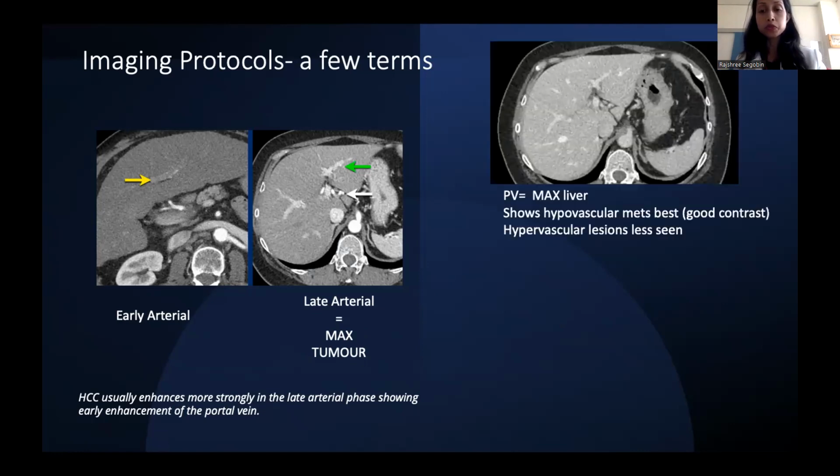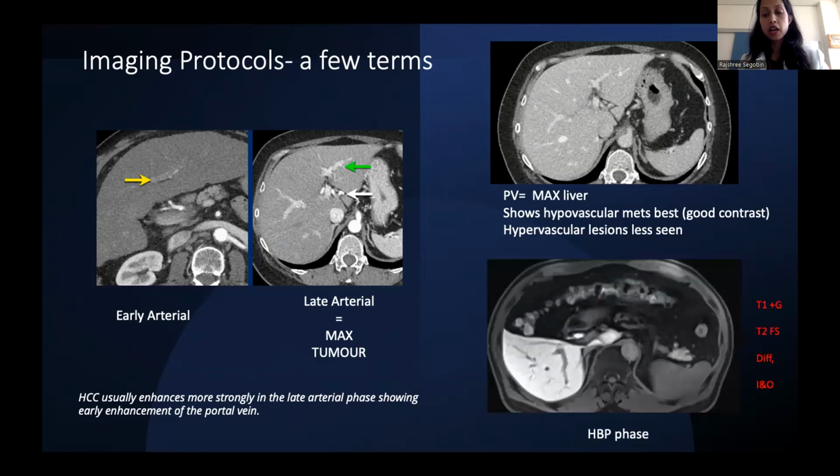But what about the portovenous phase? Portovenous phase, as you can see, if you compare the normal liver parenchyma to the arterial phases, this is the stage we call the max liver parenchymal enhancement. And this is the phase where you will see your hypovascular metastasis best because it gives good contrast with the remaining parenchyma. And hypervascular lesions are less well seen on this phase.